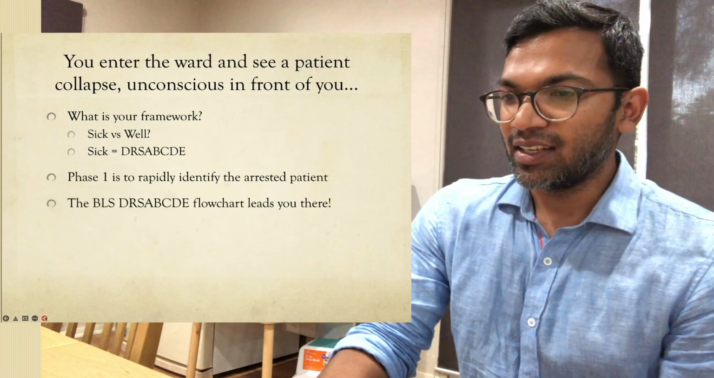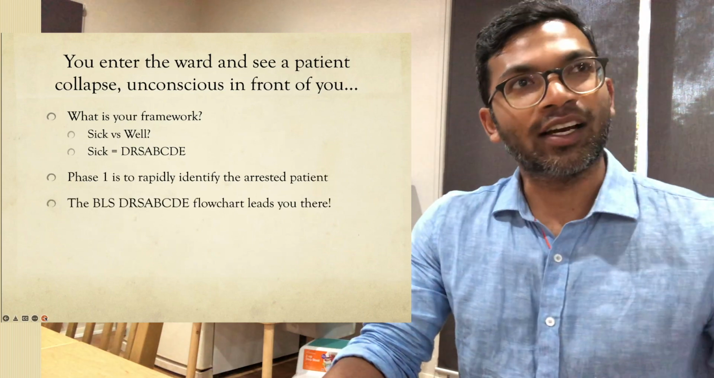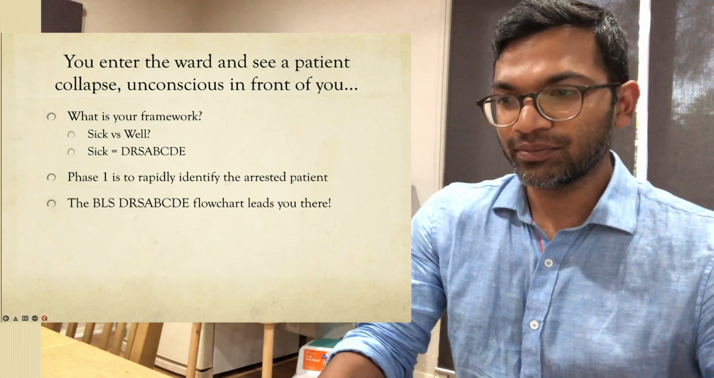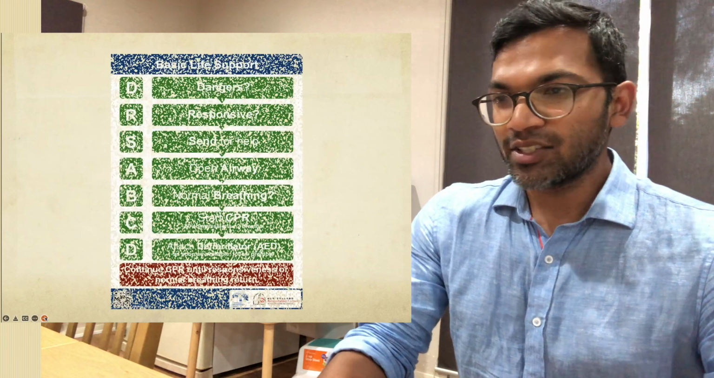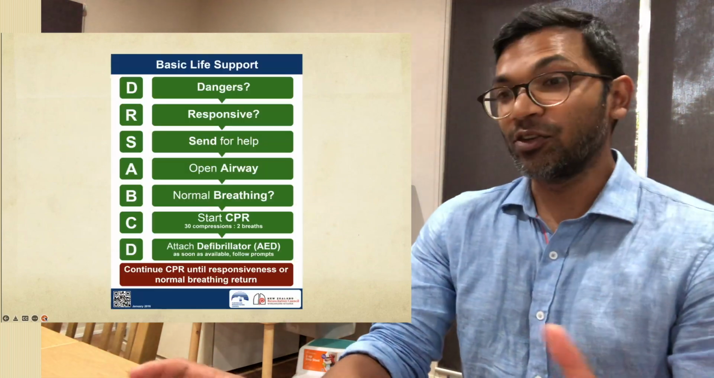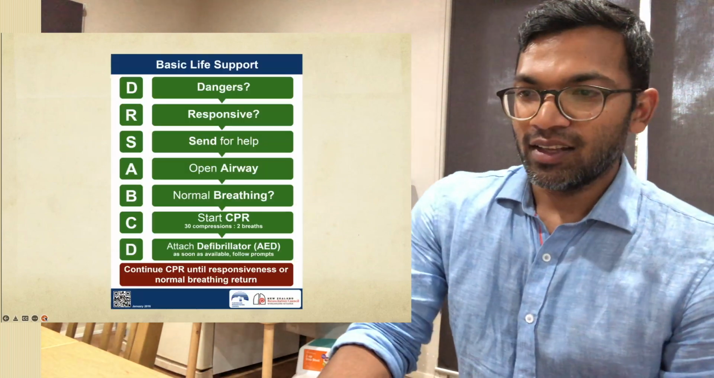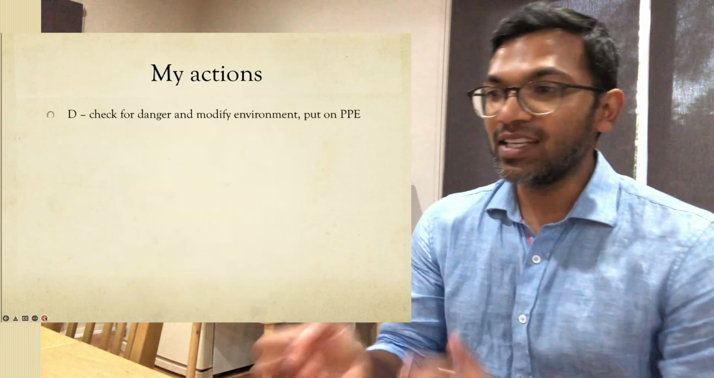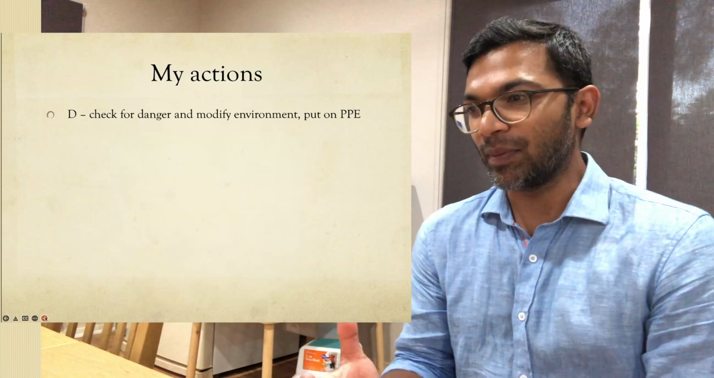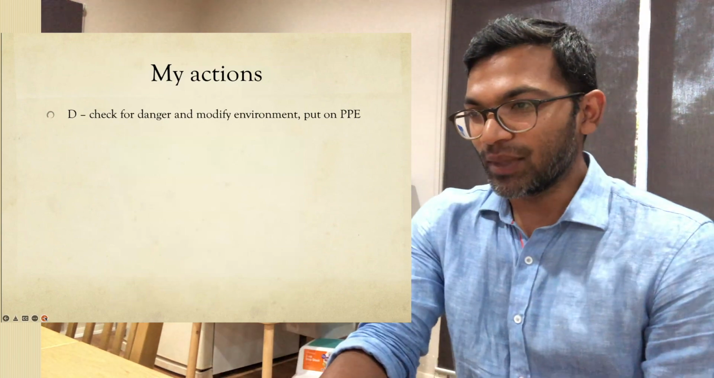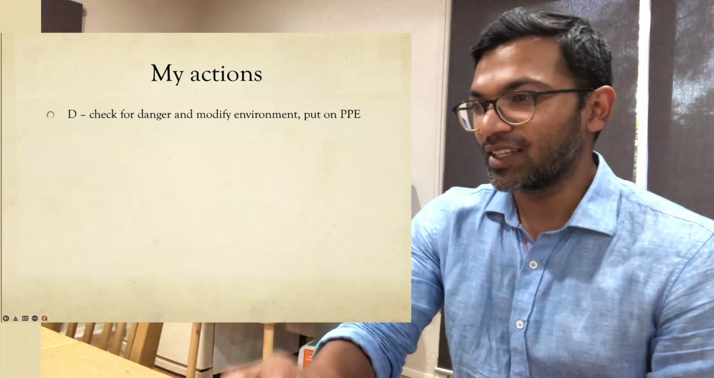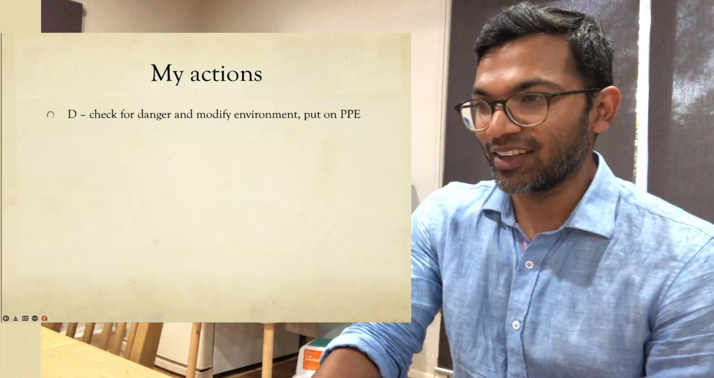So this BLSD doctor's ABCDE flowchart really just gets you to that solution, okay? So this whole flowchart is really just to do a few things. I get there, my actions are check for danger, modify the environment. And these days you've got to say something about putting on PPE as well as actually doing it, because it's such a real thing. I mean, first of all, you get COVID. Next thing you know, there's monkeypox. Who knows what the next thing that's going to be out there, right?